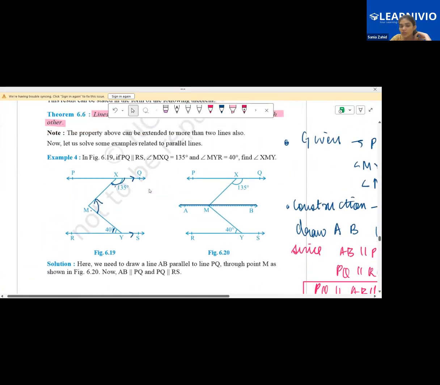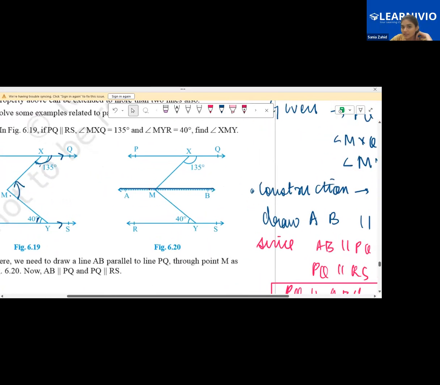So now how we can do this question, children, is: first of all, you have this angle and you have this angle. Now what kind of angles are these? Look very carefully and tell me. The red color. Tell me, children. Alternate interior? They are not alternate interior. Yeah, they are co-interior.